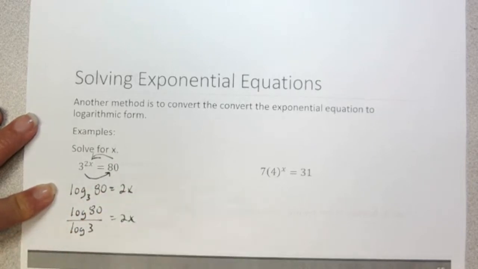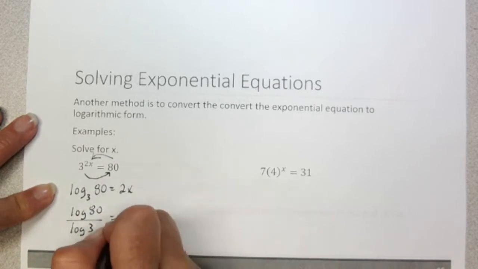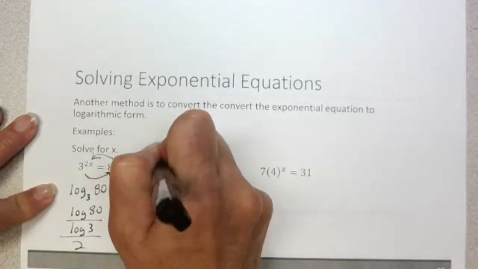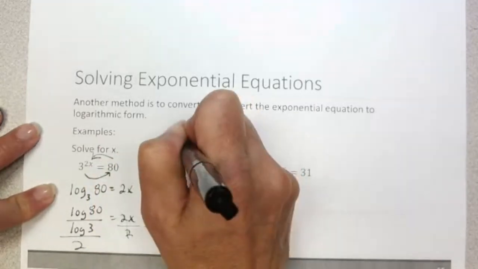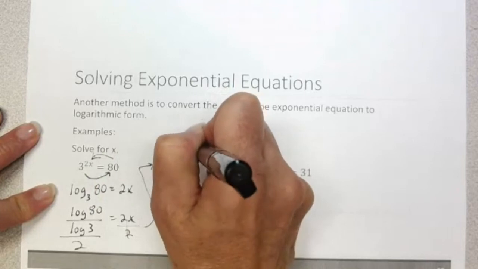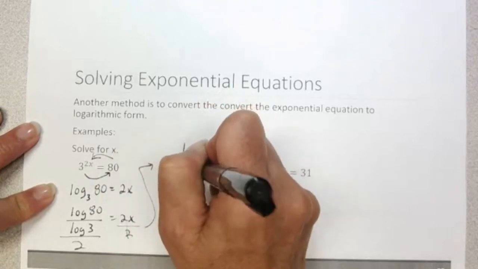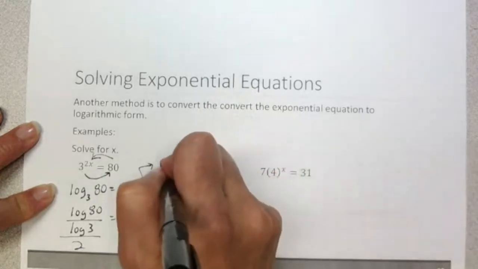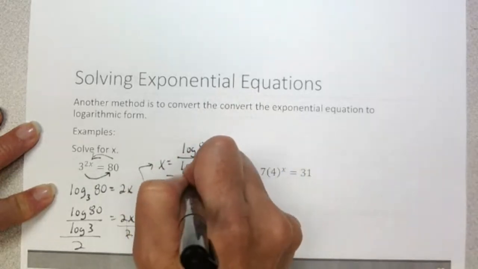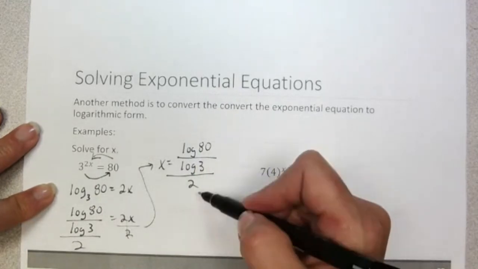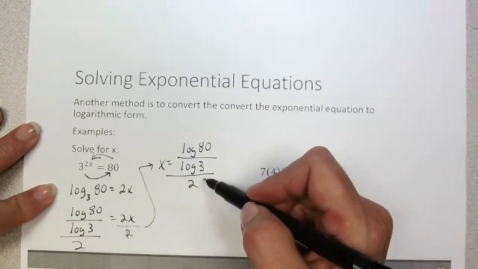That's still equal to 2x. All right. And then, of course, if I divide both sides by 2, I see that x is going to be equal to the common log of 80 over the common log of 3, or I could have used natural log as well, and then all of that gets divided by 2. Well, that's an exact answer, but it's in a very ugly form, isn't it?